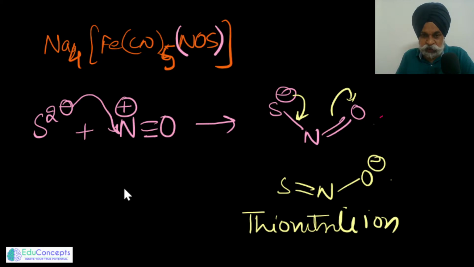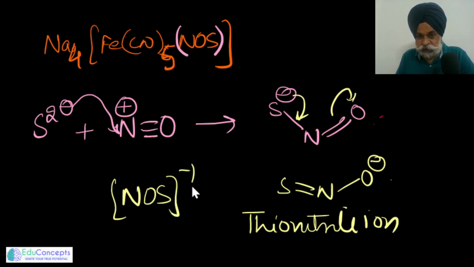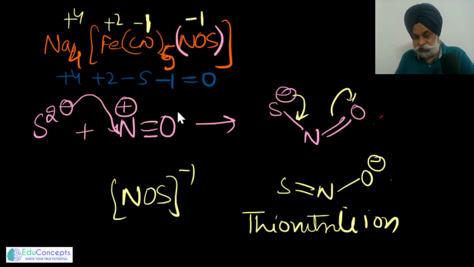Overall this can be said to be thionitrite ion, and in the thionitrite ion, that is NOS as we generally write it, the overall charge is -1. This you always have to remember. So this is overall -1, this is -1, this is +2 and this is +4. Does it make the algebraic sum 0? Yes. +4, +2, and -5, -5 and -1. So the algebraic sum comes out to be 0.